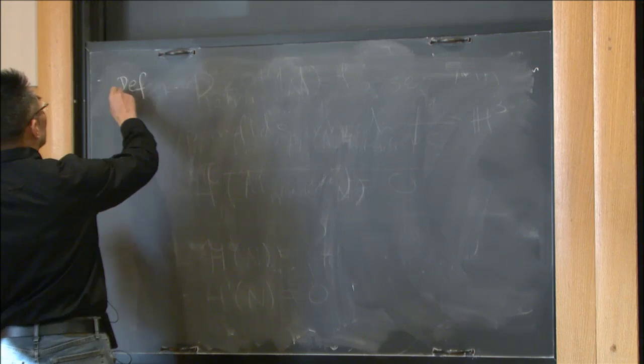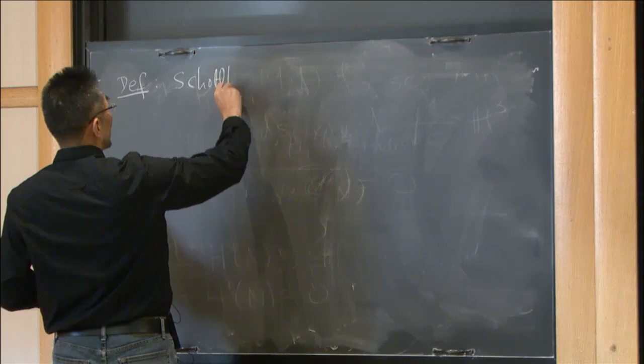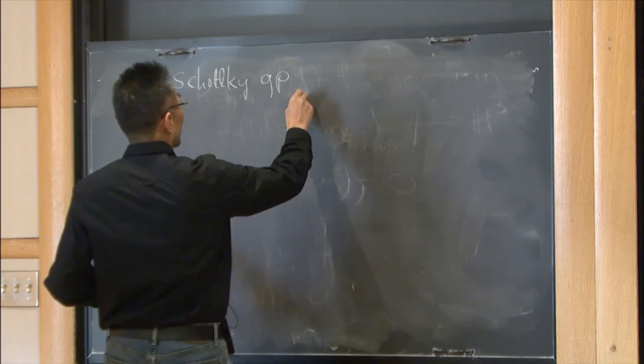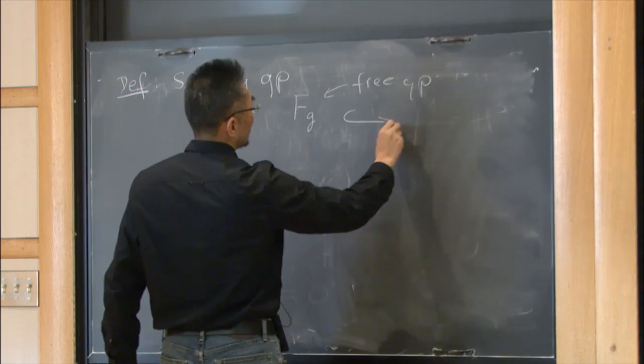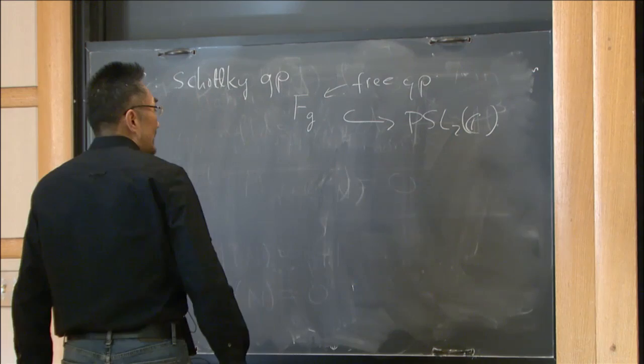I'm going to first try to define a Schottky group, which everybody is supposed to know here. So here's the Schottky group. I'll take a free group, and then you consider a quasi-isometric embedding.